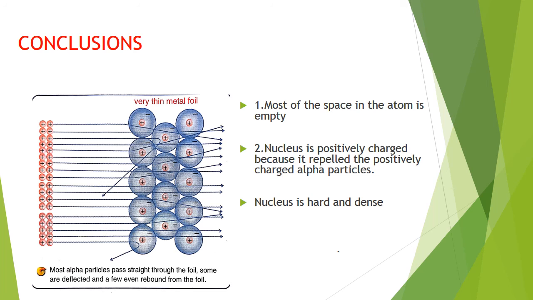The third conclusion, nucleus is hard and dense. Very few particles, almost 1 in 1000, it was noticed that when these alpha particles traveled in a straight line and were striking the core of the gold atom that is positively charged, they bounced back into the same path from where they came. Therefore, he gave a conclusion that nucleus is hard and dense.